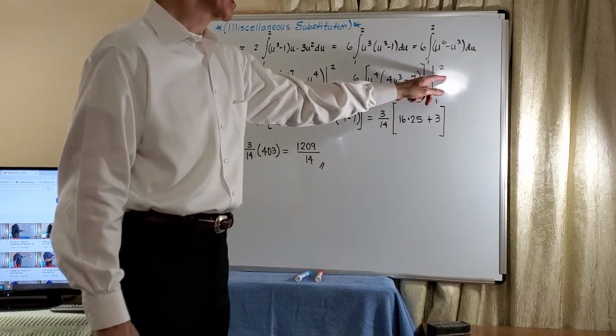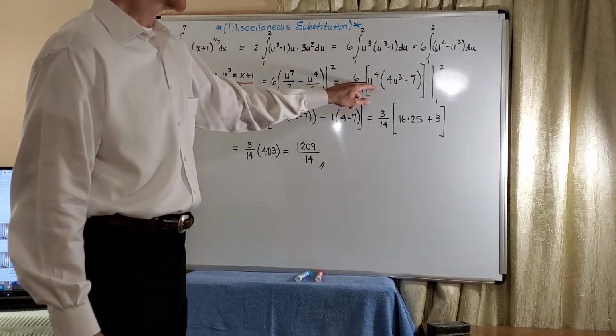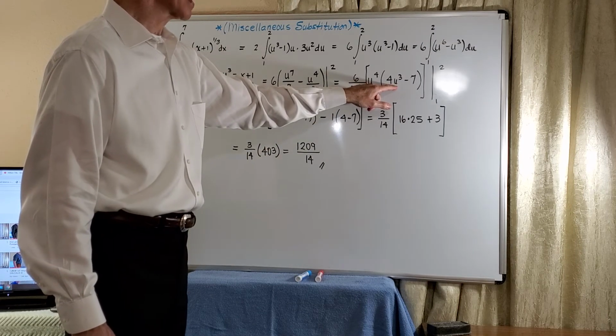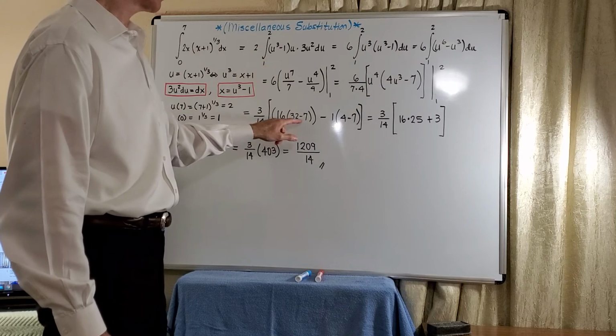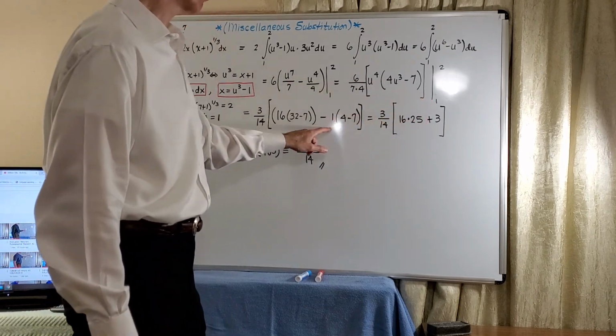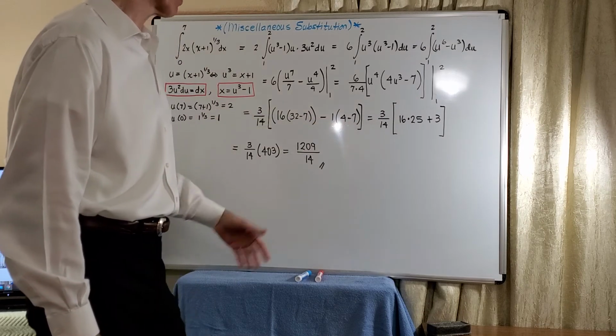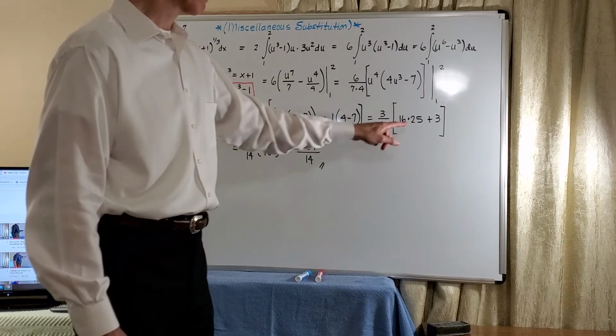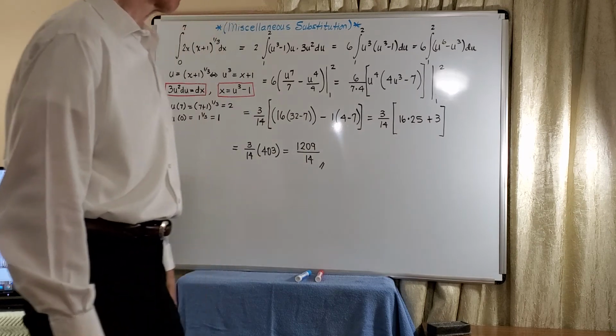Now we evaluate at 2. 2 to the 4th is 16, and then of course 2 to the 3rd is 8. 4 times 8 is 32 minus a 7. And then when we substitute 1, we just get 1. 4 minus 7. That was pretty easy. So now we have 16 times 25 right here. And then of course we have a negative 3, which is a positive 3.